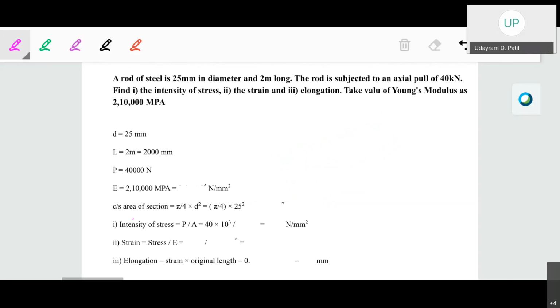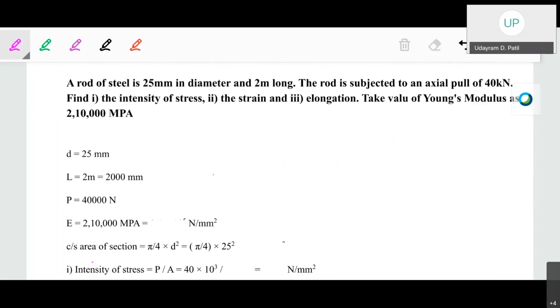Okay, so first numerical. A rod is 25 mm in diameter and 2 meter long. The rod is subjected to an axial pull of 40 kilonewton. Find the intensity of the stress, the strain, and the elongation. The value of the Young's modulus should be taken as 2.1 multiplied by 10 raised to 5 MPa or Newton per mm square.